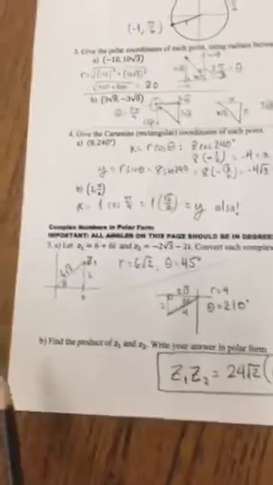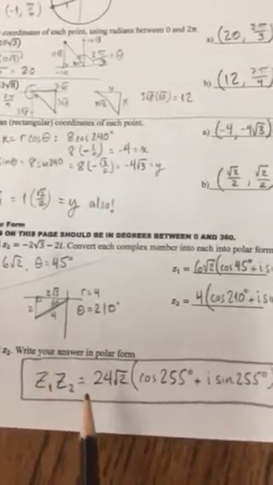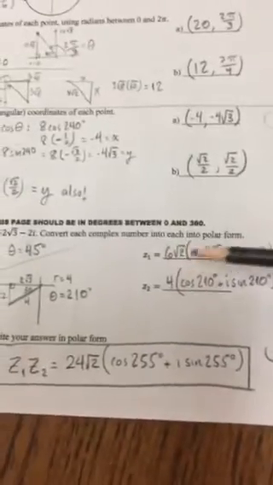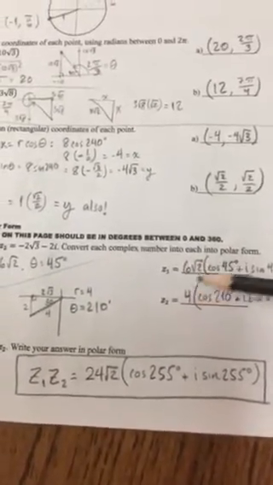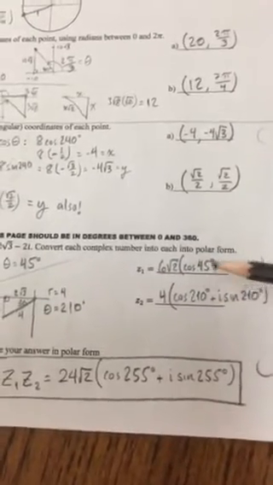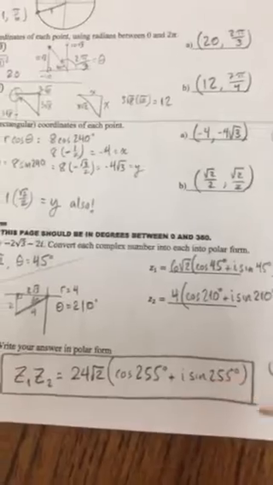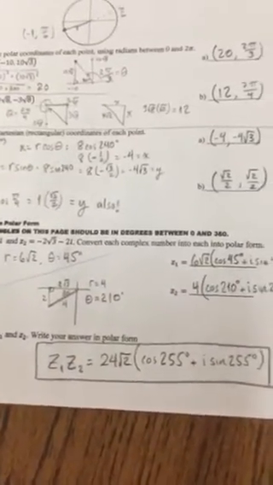All right, moving on. This one, we're going to find the product of these two numbers. And if you remember, finding the product of two numbers in polar form is simply a matter of multiplying the two moduli together. So that's 24 root 2. And then adding up the two arguments, or the angles. So that would be 255. So that's pretty easy, huh? Multiplying two polar numbers.